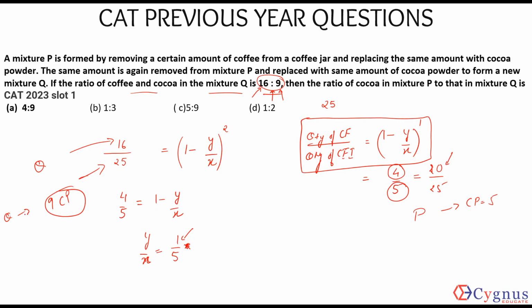Now, what's the question? The ratio of the cocoa in mixture P to that in the mixture Q. In mixture P, there are 5 parts of cocoa. In mixture Q, there are 9 parts of cocoa. So the answer has to be the third option. C should be the answer.